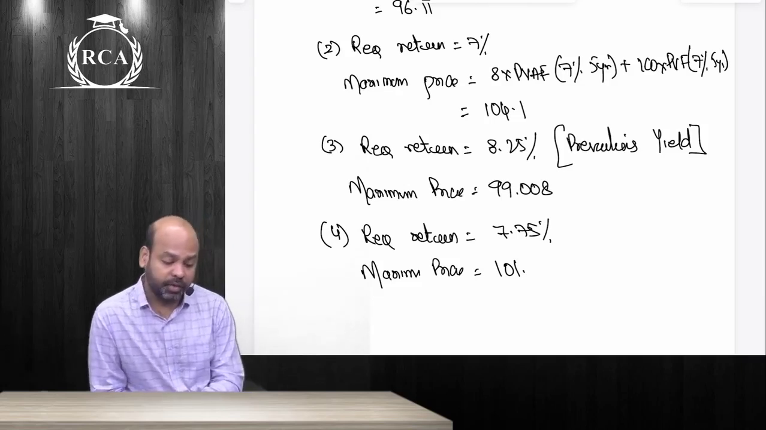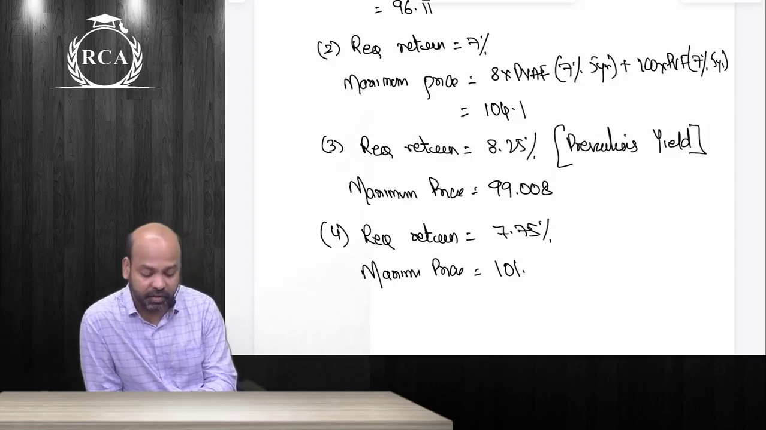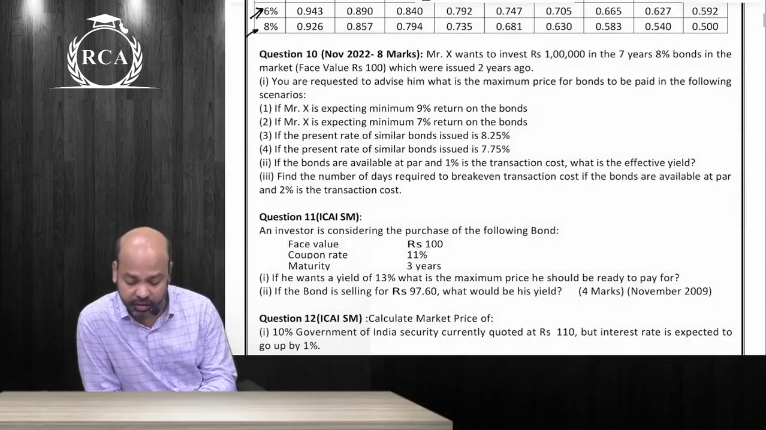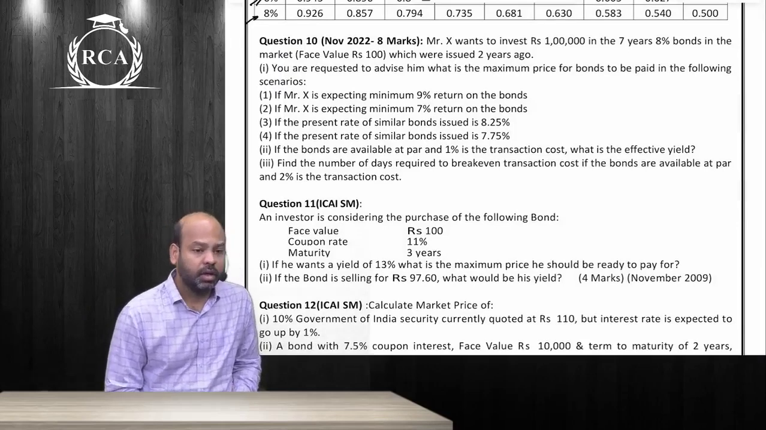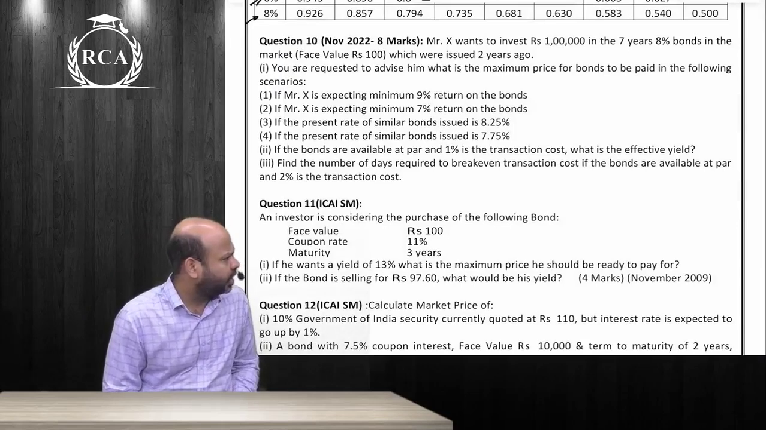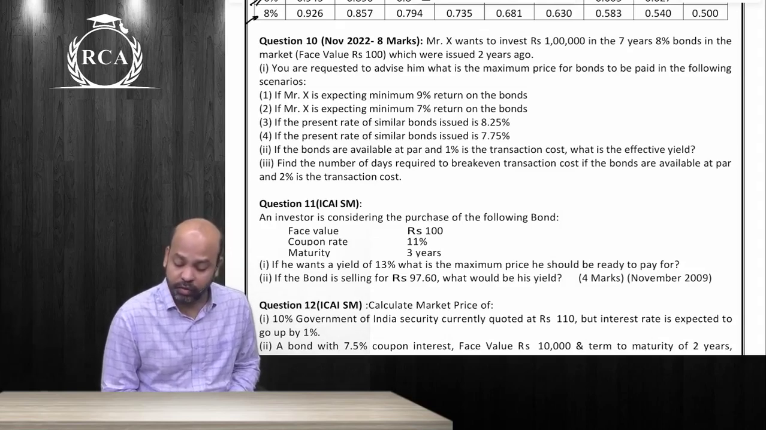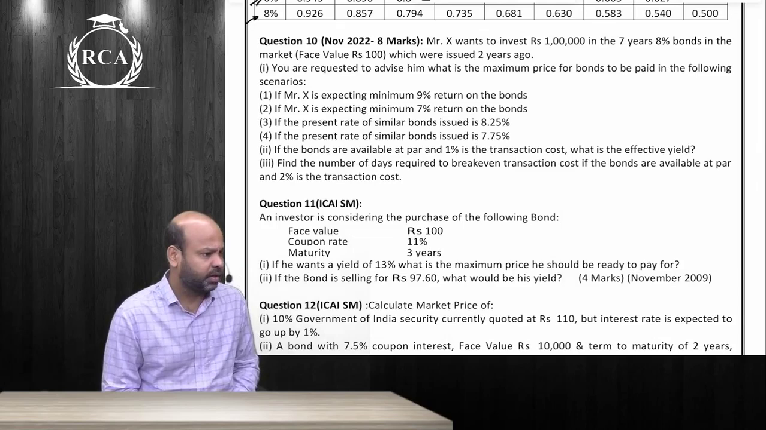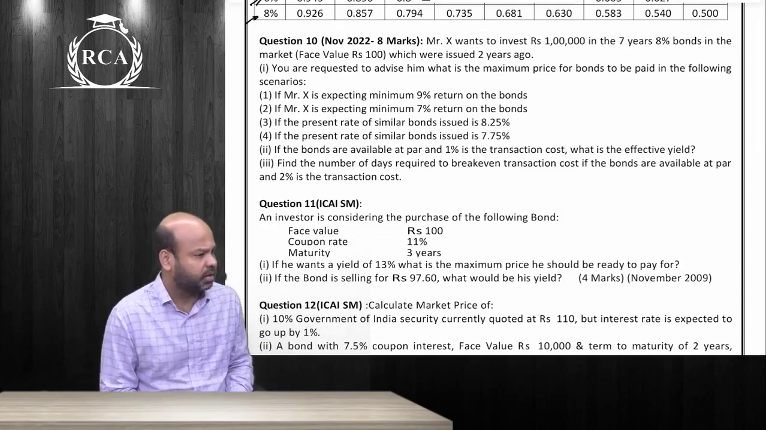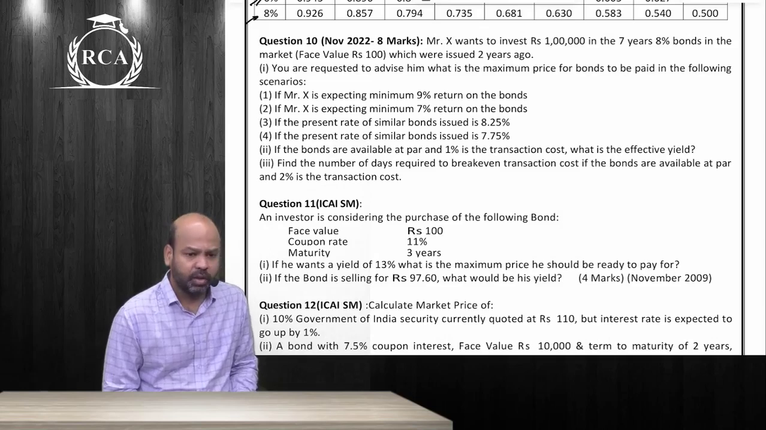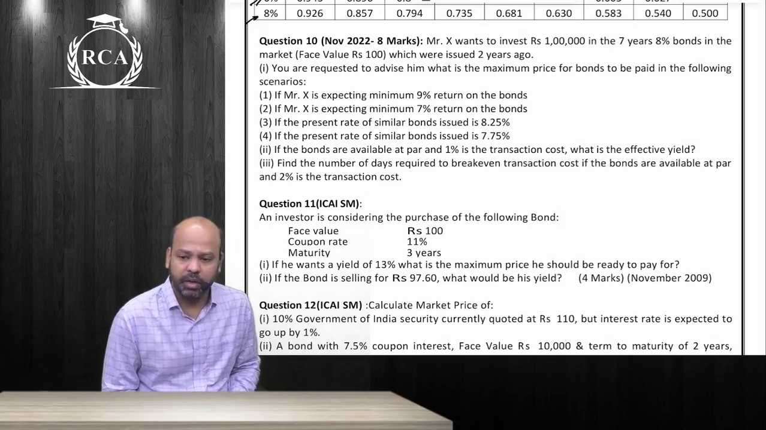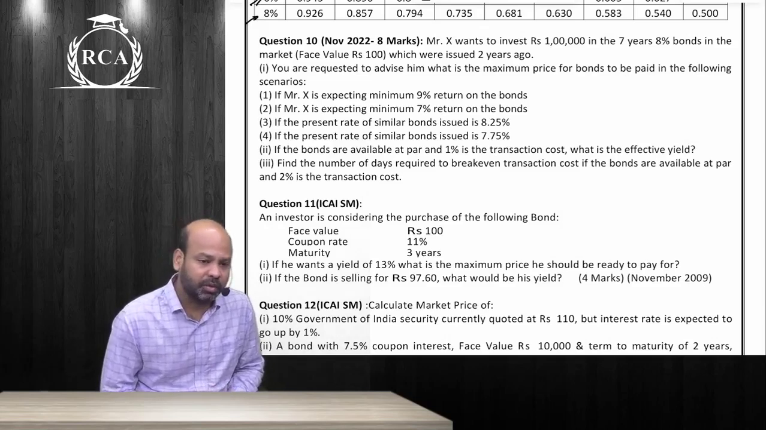Next bit, beta, if the bonds are available at par and 1% is the transaction cost, what is the effective yield? If the bonds are available at par and 1% is the transaction cost, what will be your effective yield? You will have to take purchase price as 101 rupees. Redemption value is 100. Coupon amount is 8 rupees.